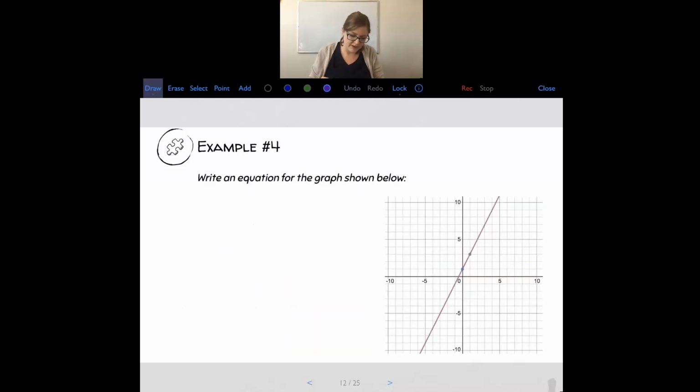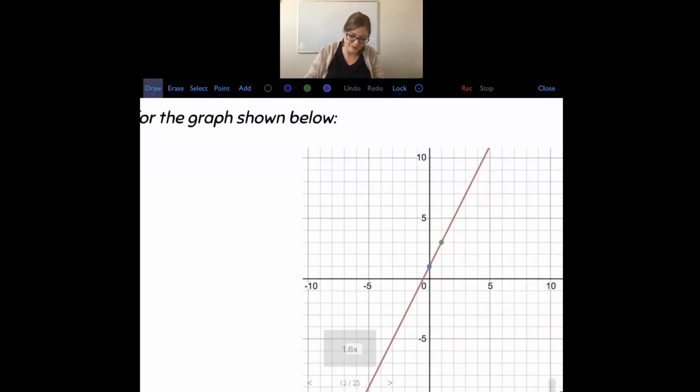Okay. Next, write an equation for the graph shown below. So we're given 2 points here, and we still need to find the slope and the y-intercept. So even if a problem is framed this way, that doesn't say find the slope, find the y-intercept, write the equation. If you're asked to write the equation, most likely you do need the slope and the y-intercept. So I'm going to zoom in.